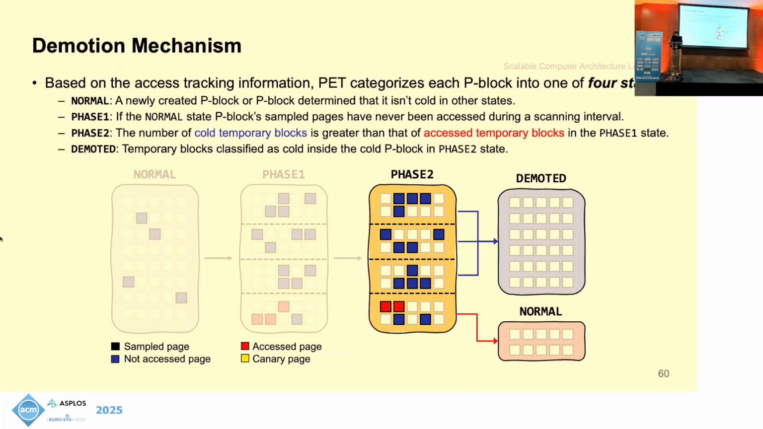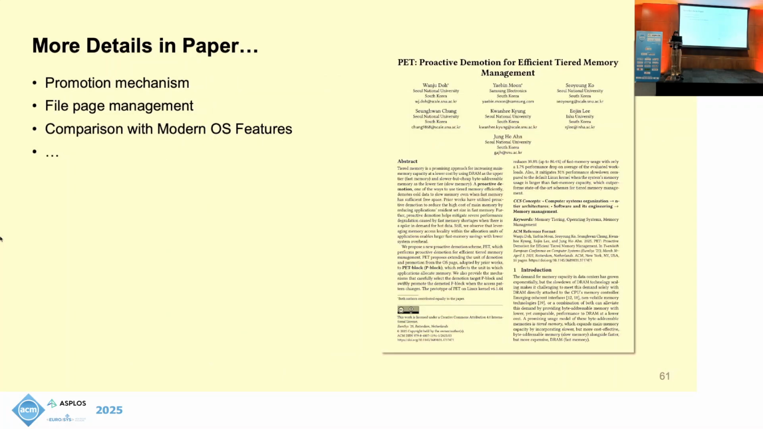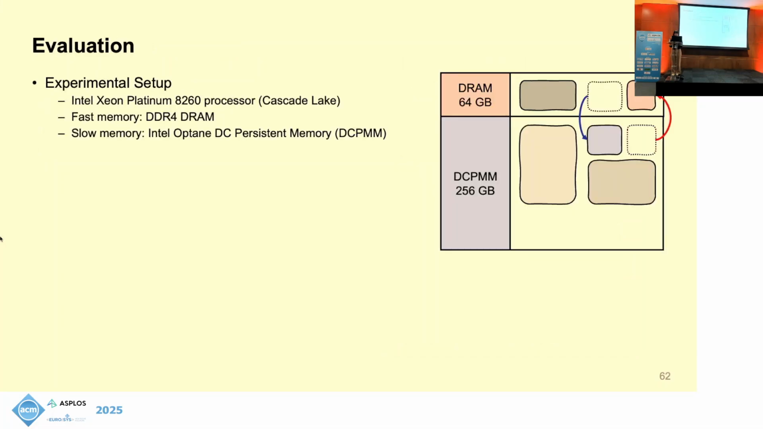To take into account P blocks showing different access patterns within, PET splits the P block based on the coldness of the temporary blocks and only demotes the cold temporary blocks. Due to time constraints, I only covered PET's P block capturing mechanism and demotion mechanism in this presentation. For more in-depth information, please refer to the paper.